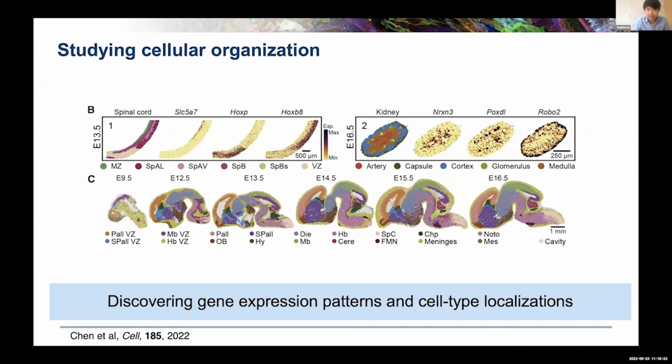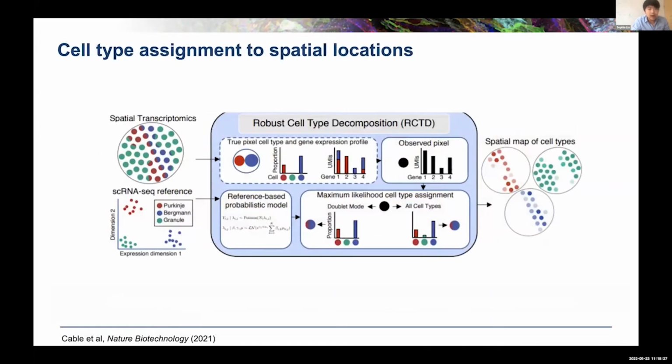Discovering cell type gene expression patterns and cell type localizations. And then there's this question of how do you do this cell type assignment to spatial locations? I think this is a problem that many people have realized is a zeroth order problem to solve after collecting spatial transcriptomic data. We've come out with some methods for robust cell type decomposition.